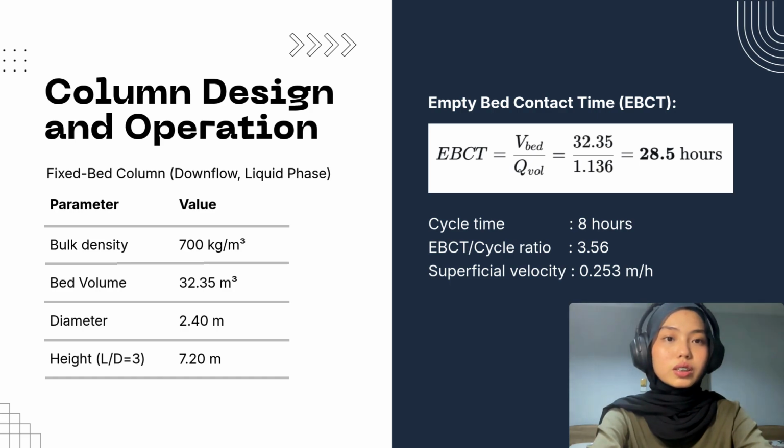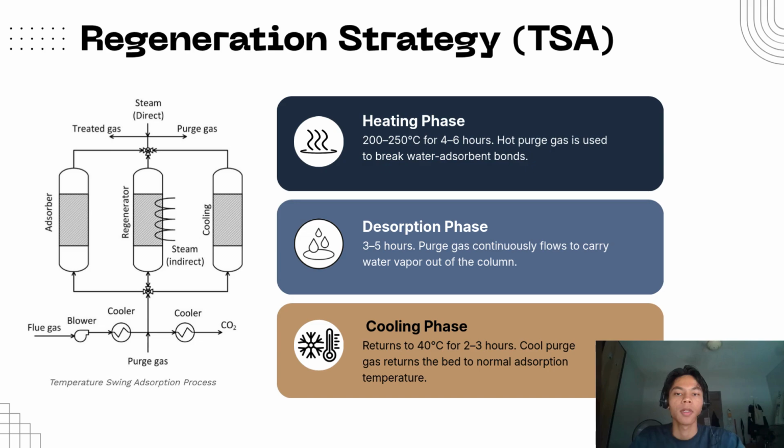Next is the superficial velocity, which is another important parameter. We calculated this as 0.251 meters per hour, which falls within the typical range of 0.2 to 2 meters per hour for liquid phase adsorption systems. This ensures a low pressure drop across the bed and efficient mass transfer.